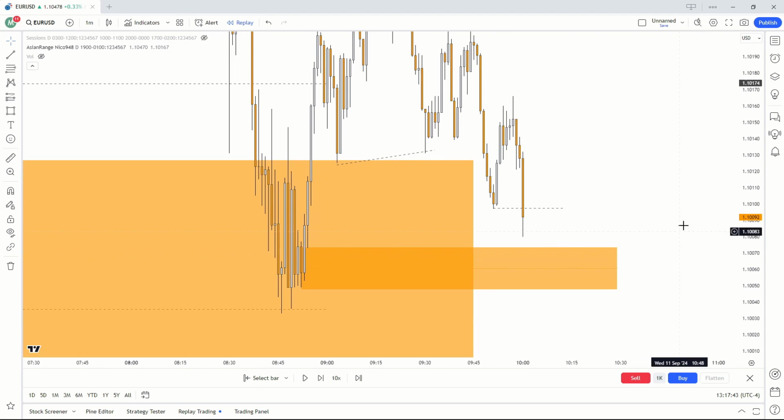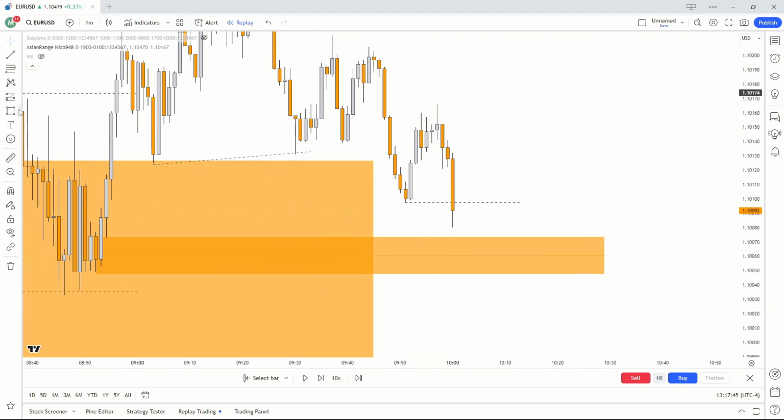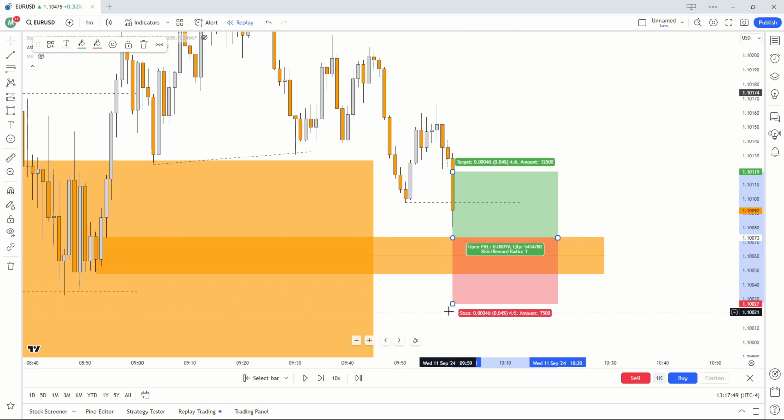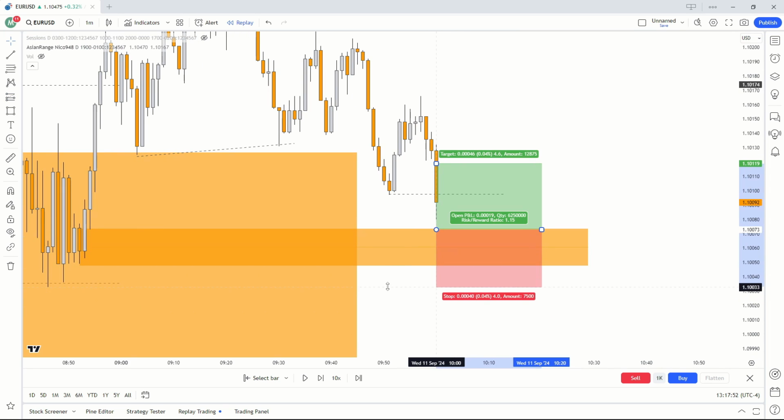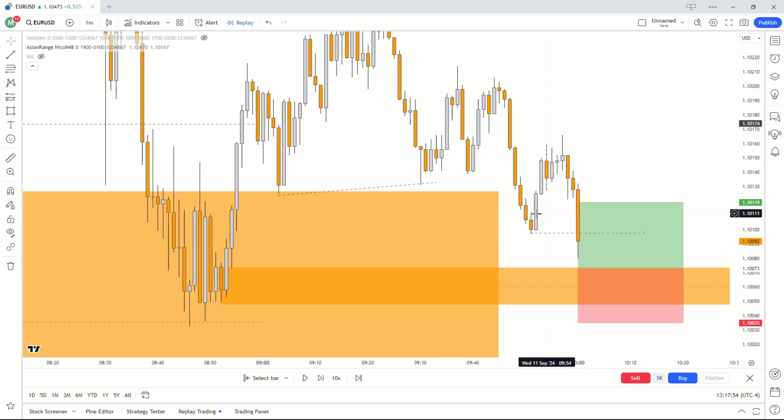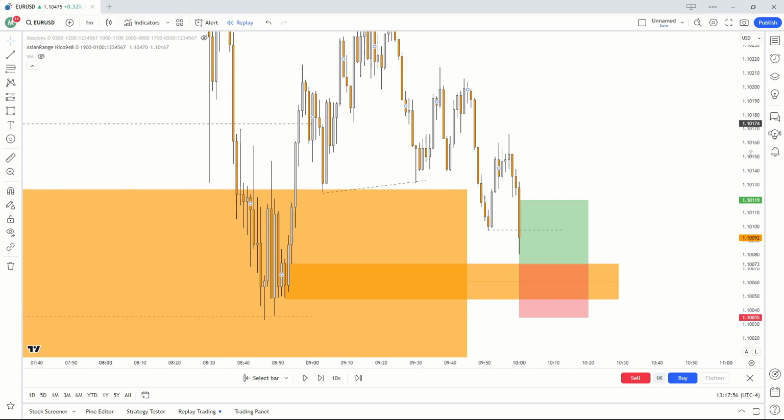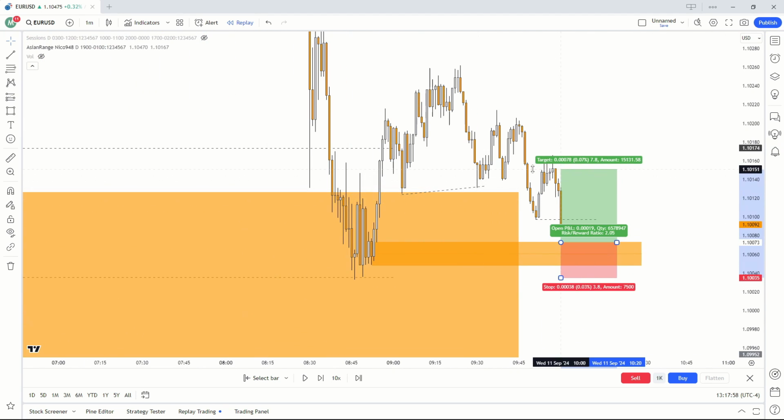However, before that tap in, I actually sent the alert to the group for them to enter on this trade. Simply entry at the order block as shown right here. Stop loss was quite tight. We placed it just below this low at 3.8 pips. Below this low right here, sorry. And targeting a simple 1 to 2.